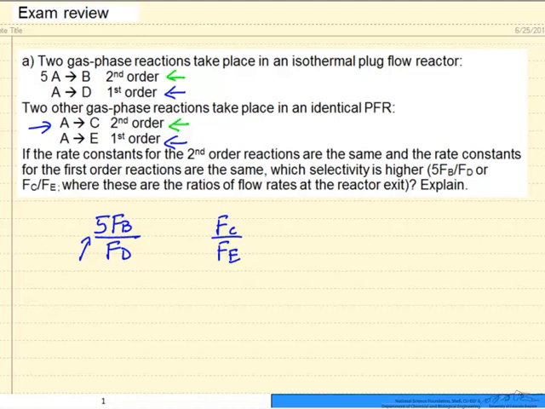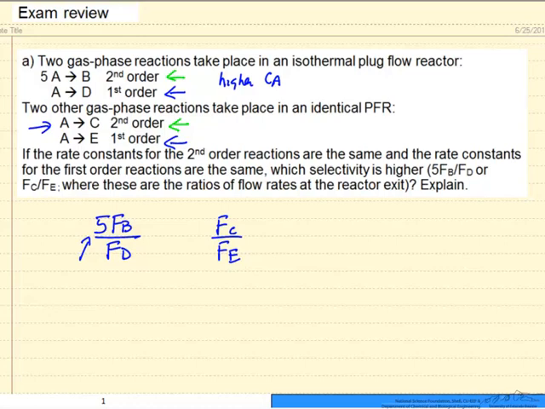Because this is a gas phase reaction, 5 moles of A form 1 mole of B. It means the concentration of A does not decrease as much in the first system as it does in the second system for the same amount of A reacting. Namely, a mole change results in a higher concentration available for reaction in this system. So we have a higher concentration of A for the same amount of A having reacted.